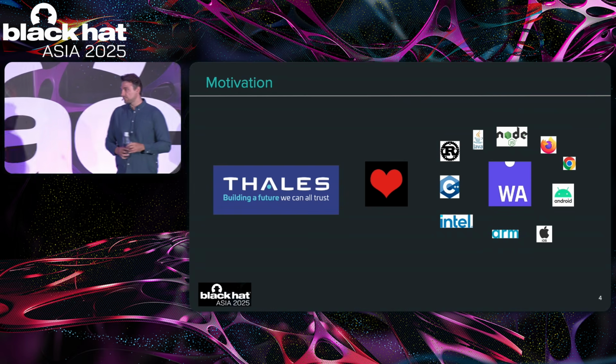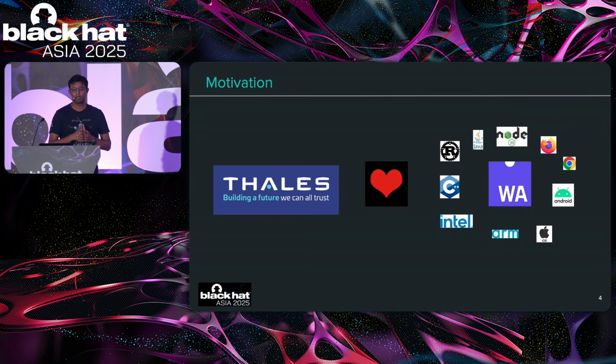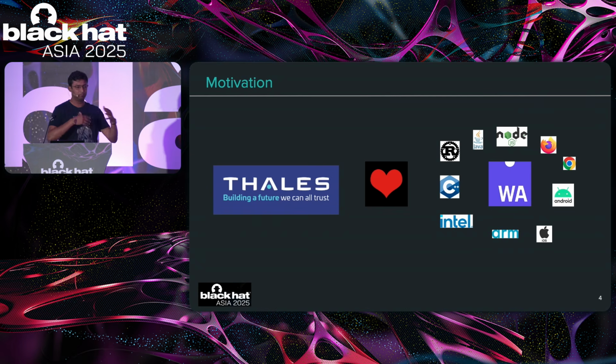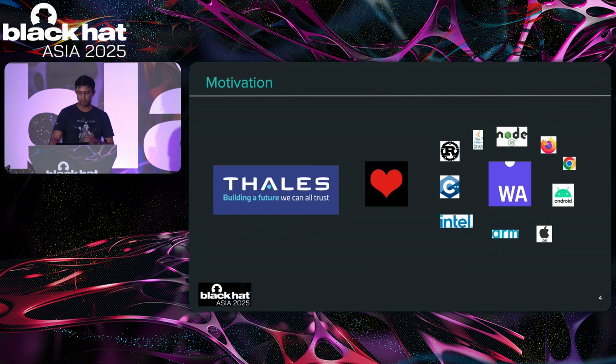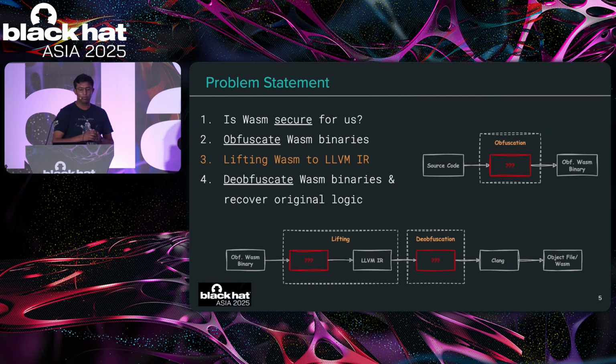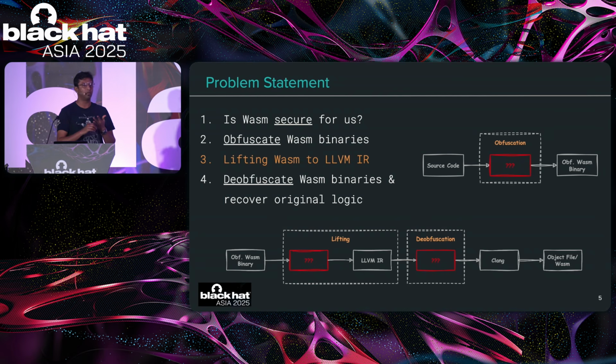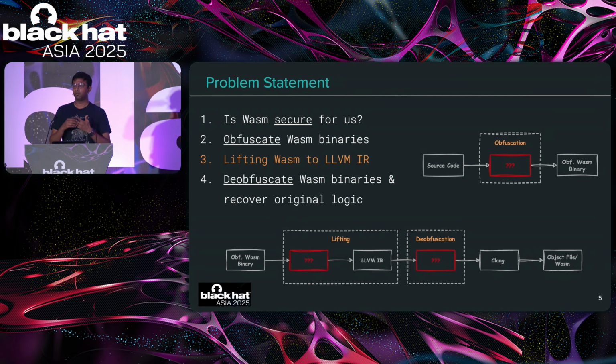And that's where my role as a pen tester came in, that we want to evaluate the security of this whole experiment that we're going to do with WebAssembly. So while starting, we had some questions that we wanted to answer. As we said, one of the questions was, is WebAssembly secure enough for us? Then how do we go about obfuscating WebAssembly? What is the tooling? How do we really approach it?